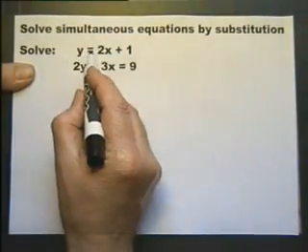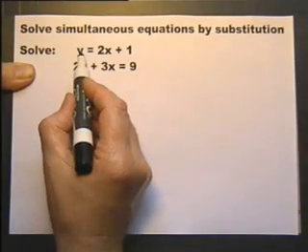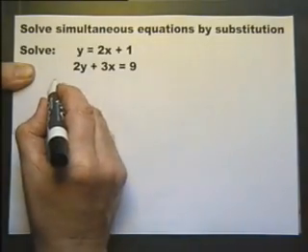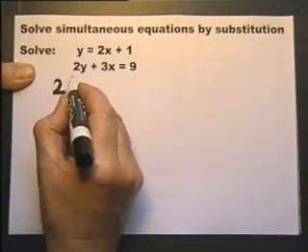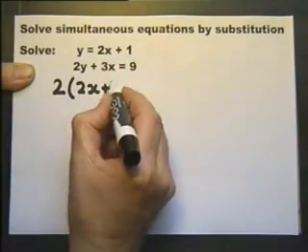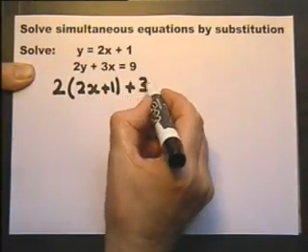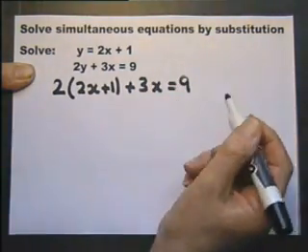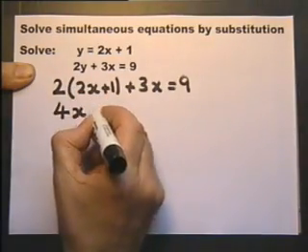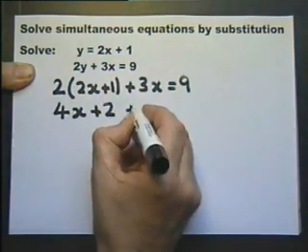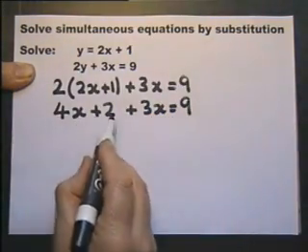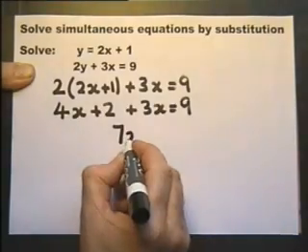Because the first equation has already got y as the subject, we'll substitute it straight into the second equation. Where the second equation says 2y, we'll substitute this term for the value of y. Now let's remove the brackets. 2 times 2x, 2 times 1, 4x and 3x is 7x.